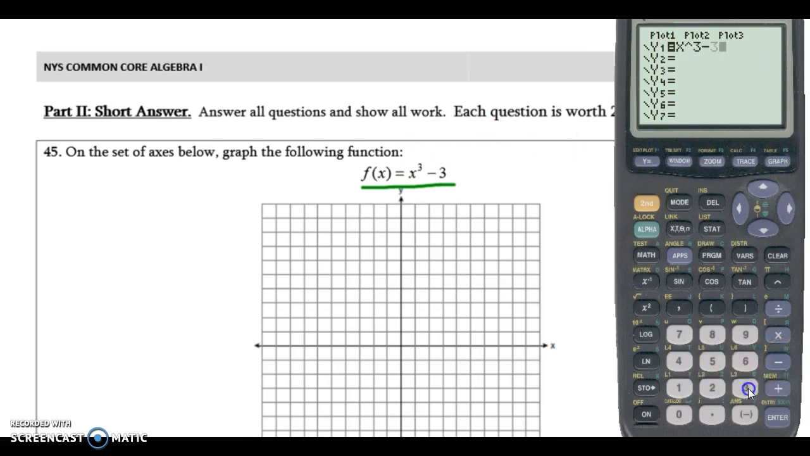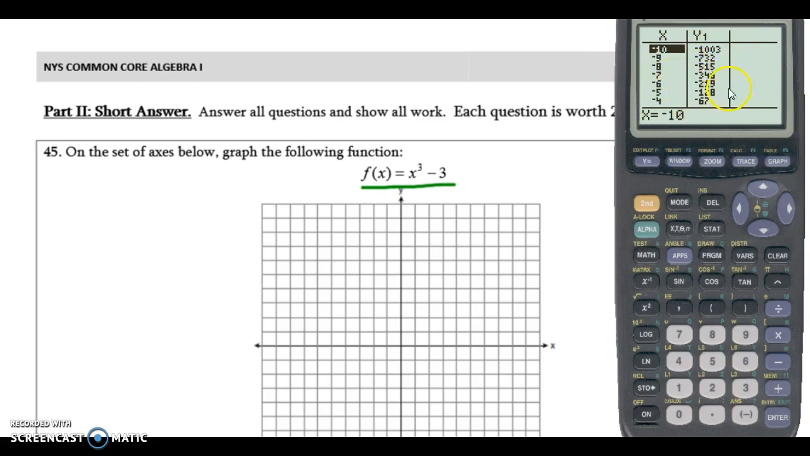Minus 3 goes here, and now I can look at the graph, and the graph looks like a sort of weird graph. This graph is called a cubic graph because this is x to the third, x cubed. In order to graph this, though, I'm not going to look at the graph. I'm going to look at the second table.